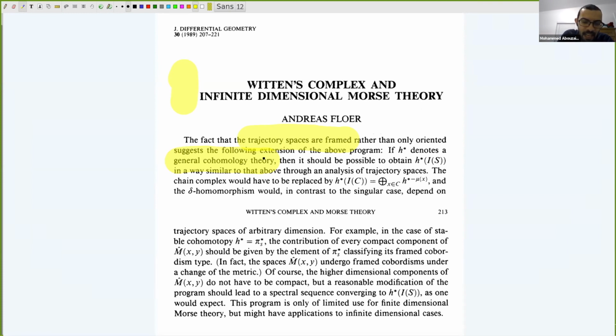And at the very end, he says, this program is only of limited use for finite dimensional Morse theory, roughly speaking, because there's only so much that you could hope to extract from Morse theory that can't already be done using classical methods, but it might have applications to infinite dimensional cases. So today's talk is not really about Morse theory. We will end up only using closed moduli spaces, and there won't be any differential and so forth. Nonetheless, it's in the spirit of the applications that I hope Fleur had in mind.